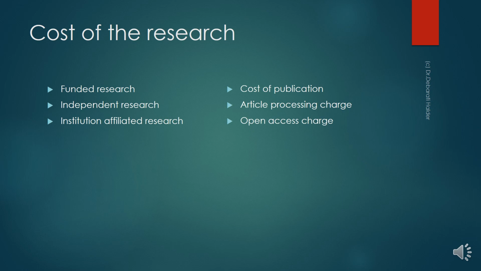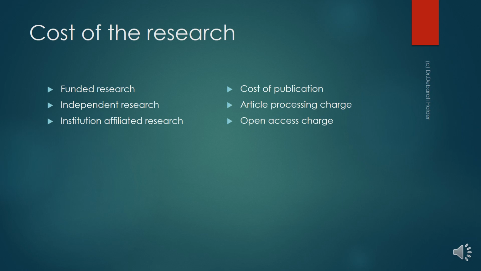There can be many kinds of research, but the researcher must also be aware of the cost of the research. There can be different kinds of research, as I stated. For example, there can be funded research, whereby the researcher gets funds from sponsors. For social science also, such funded research is possible and the funding is available.